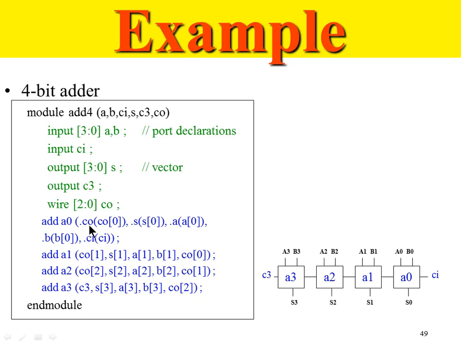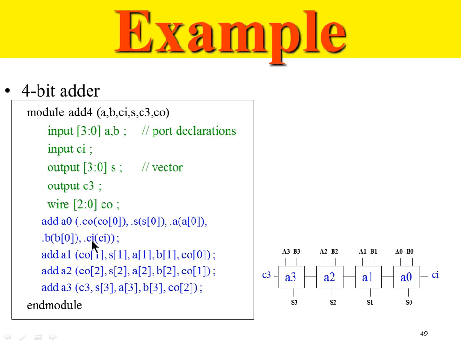This .CO is the internal port name of that single bit adder, which is called a formal, and this is the actual, because this signal is the local signal at the add4 level. CO0, for the 0th bit value. These are all the local signals at the add4 level inside the bracket. The .CO, .S, .A, .B, and .CI are the port names inside each single bit adder module.